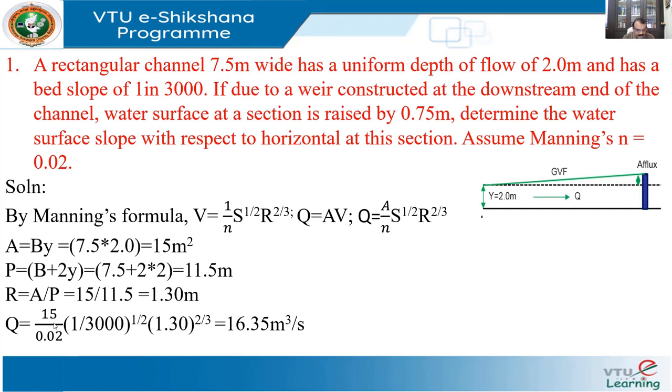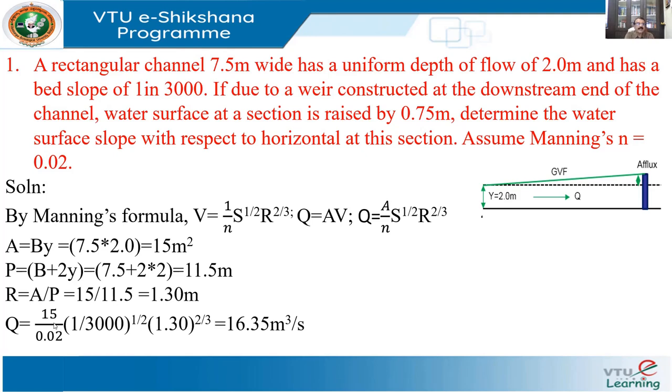Let us solve a couple of simple problems. So, kindly recall, when we were discussing uniform flow, at the end of that topic, module 2, I mentioned a problem which I said I am going to solve once again when I am talking about module 3. The same problem which we discussed there also. Now, the problem goes like this. A rectangular channel 7.5 meter wide has a uniform depth of flow of 2 meter and has a bed slope of 1 in 3000. If due to a weir constructed at the downstream end of the channel, water surface at a section is raised by 0.75 meter, determine the water surface slope with respect to horizontal at this section, assuming Manning's roughness coefficient as 0.02.